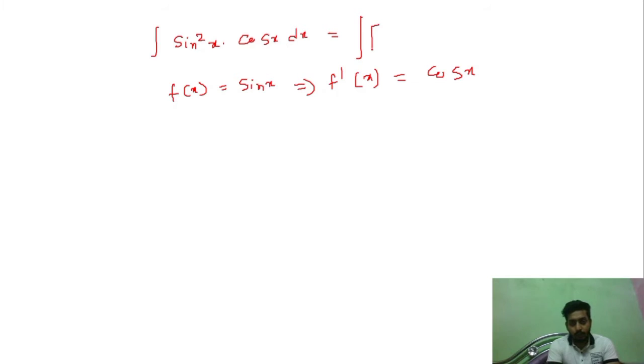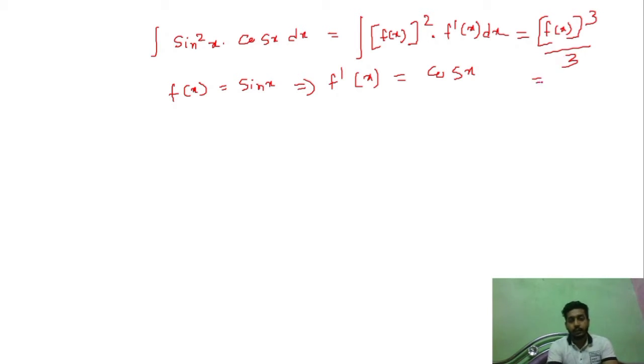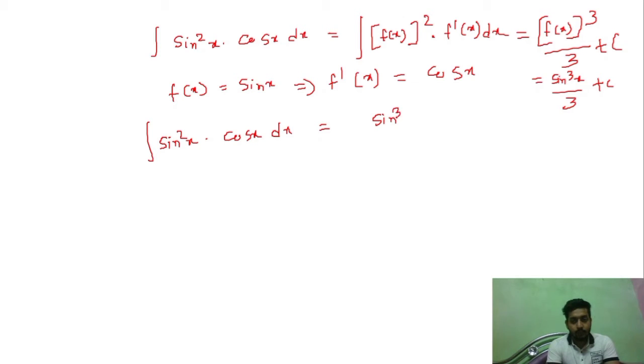So it looks like [f(x)]² into f'(x) dx. So the integration will be [f(x)]³ by 3. This will be the answer, that is sin³x by 3 plus c. So here the integration of sin²x cos x dx will be sin³x by 3 plus c.